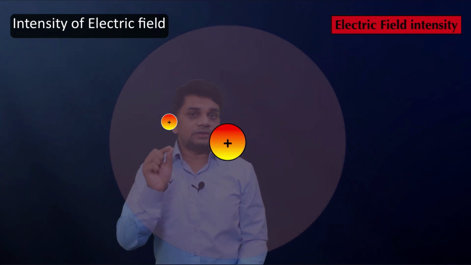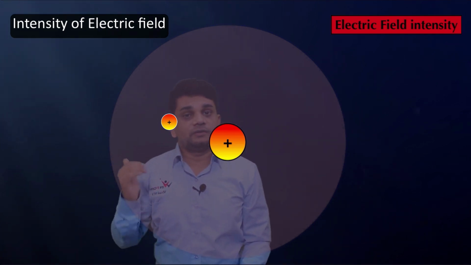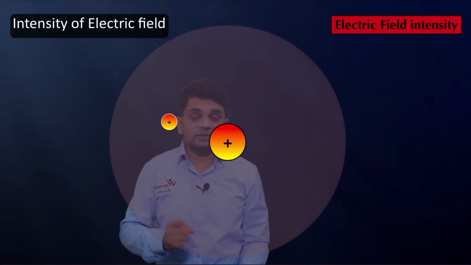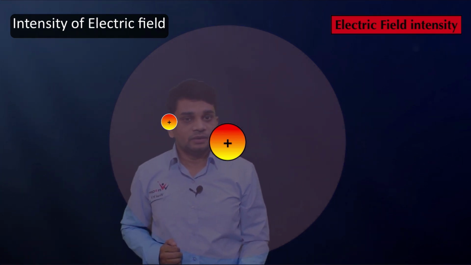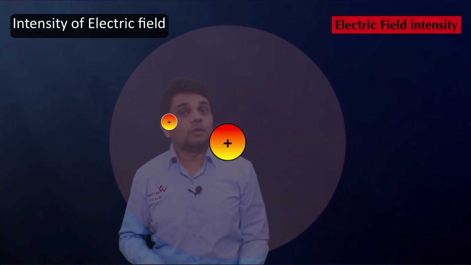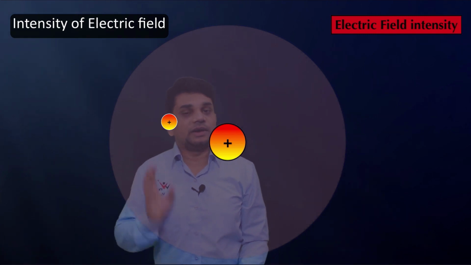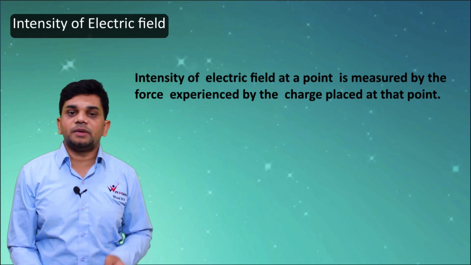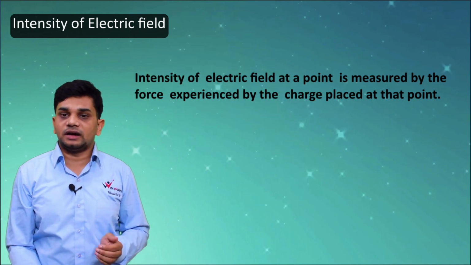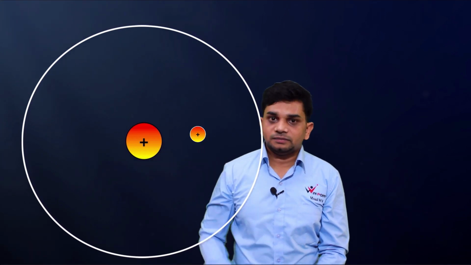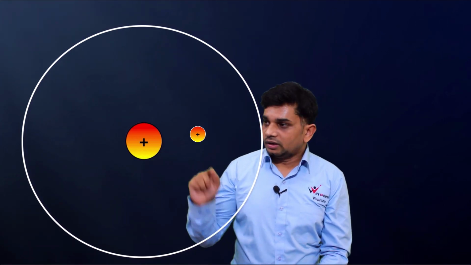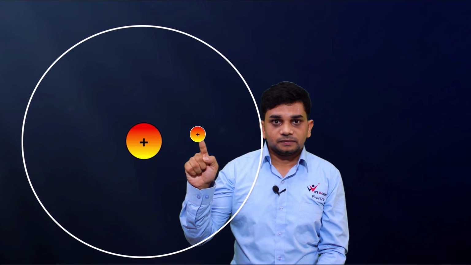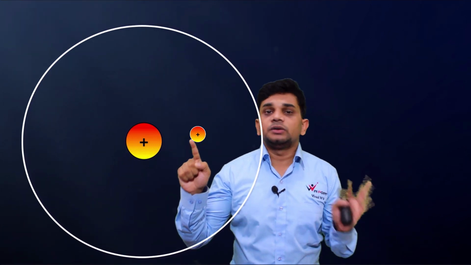So intensity of electric field we can connect with the force experienced by the charge which we are placing here, right? So intensity is the force experienced by the charge. Intensity of electric field at a point is measured by the force experienced by the charge placed at that point. Just imagine we are placing a charge here, and the charge is 10 coulomb.